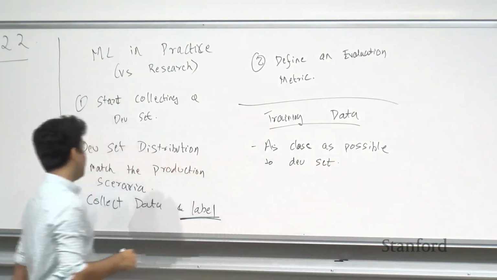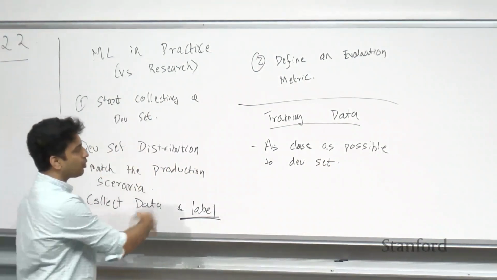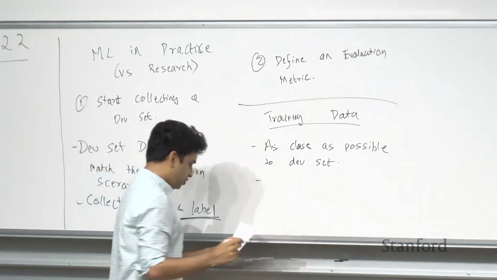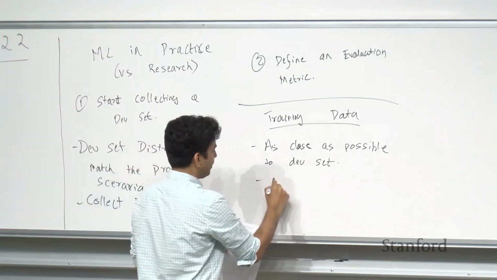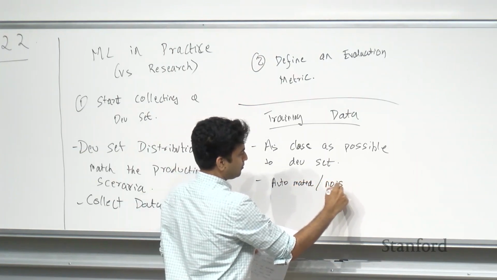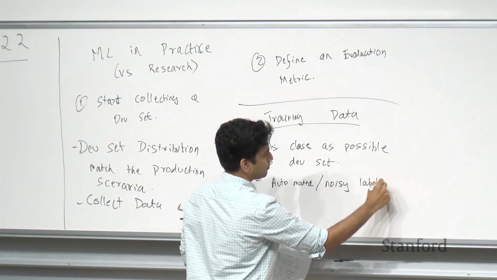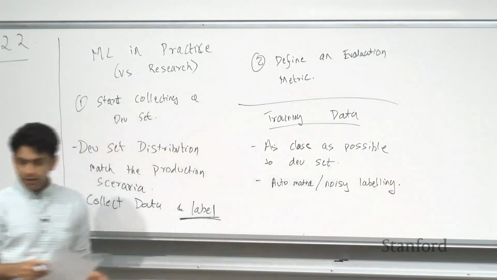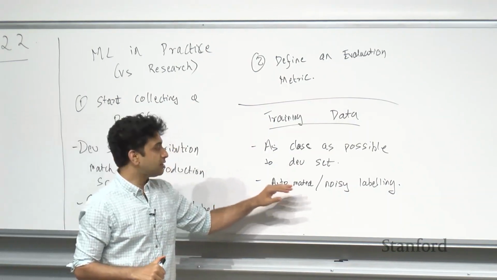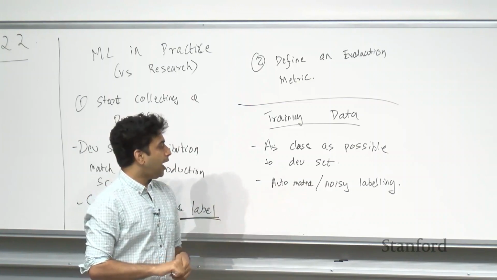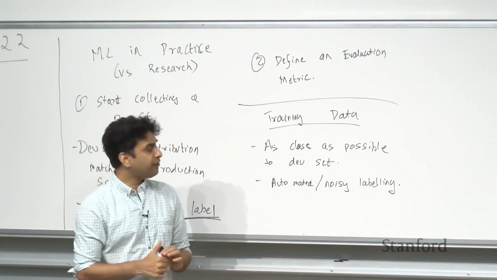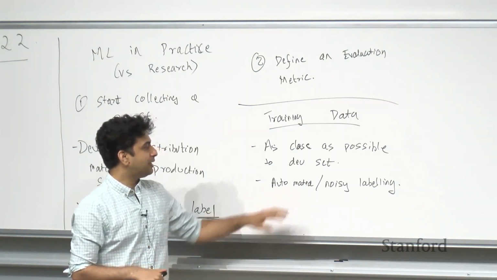And generally, collecting more of the dev set itself can be pretty expensive. And here, you generally end up using some kind of automated or noisy labeling. Right? And you may be surprised that noisy labeling or automated labeling can sometimes be extremely effective. And the idea there is that you make up by quantity what you lose by quality. Right? And in fact, we've actually seen some examples of this in the course already.